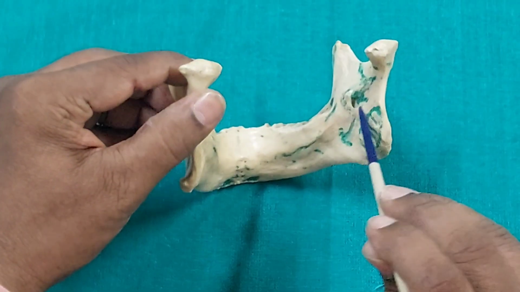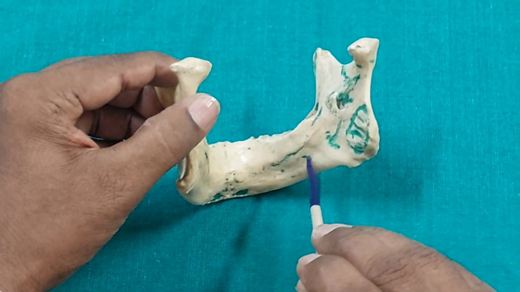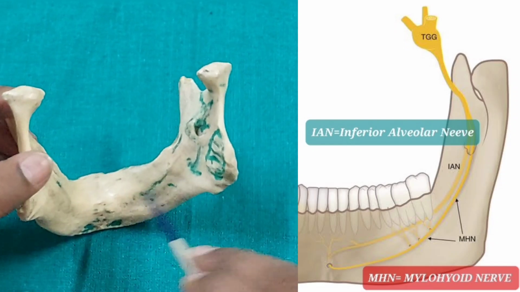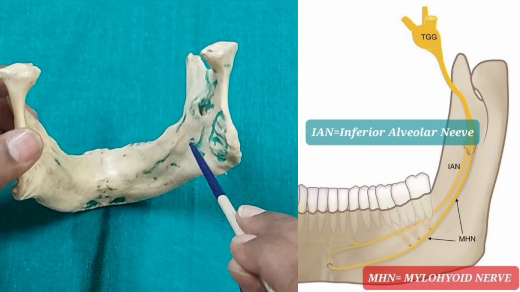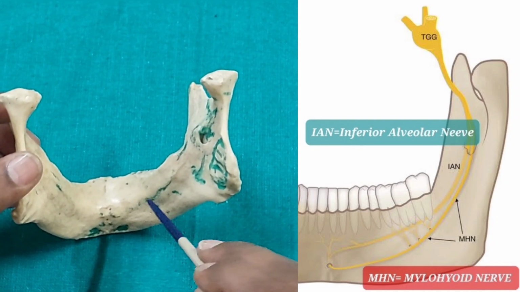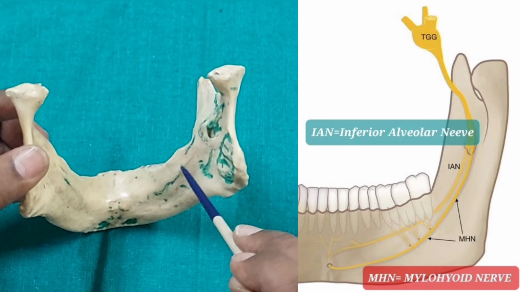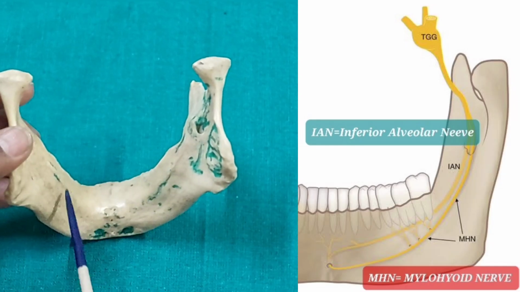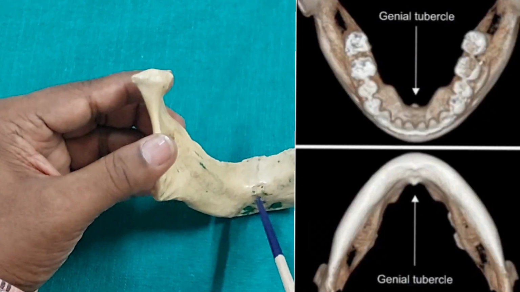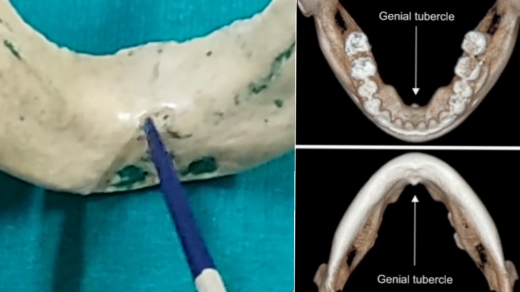And the motor part runs along this groove below the mylohyoid line, called the mylohyoid groove. So the mylohyoid groove here lodges the mylohyoid nerve, which supplies the mylohyoid muscle, which is attached along this mylohyoid line, this one.